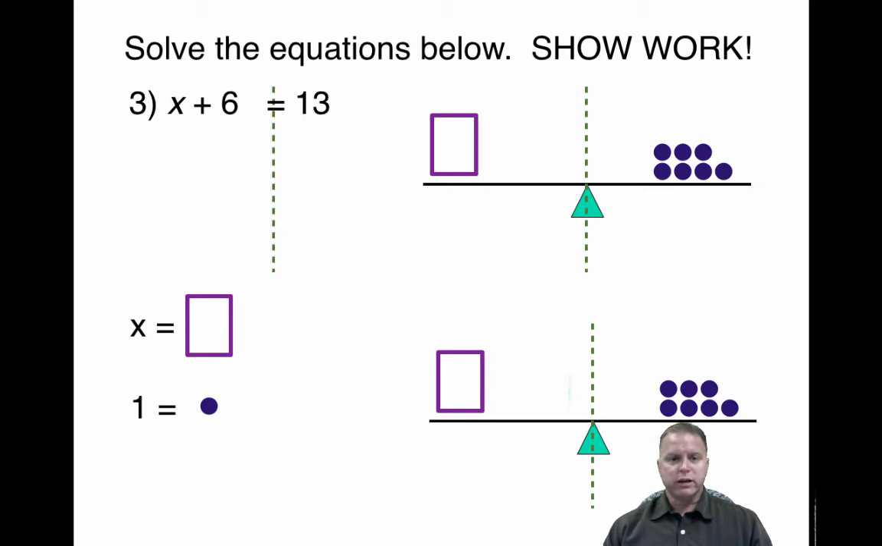Doing this algebraically, first thing I want you to do is locate the variable. Where is the variable here? It's the x. What's being done to the variable? They're adding 6. We're going to do the opposite. We're going to subtract 6 from both sides.